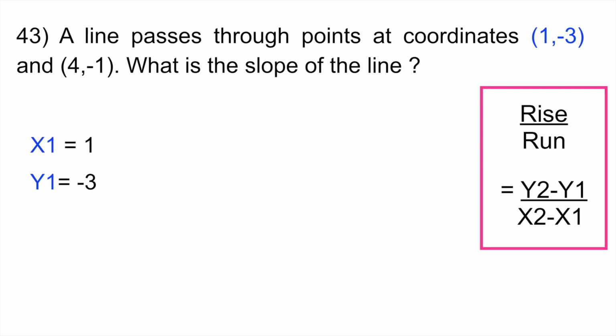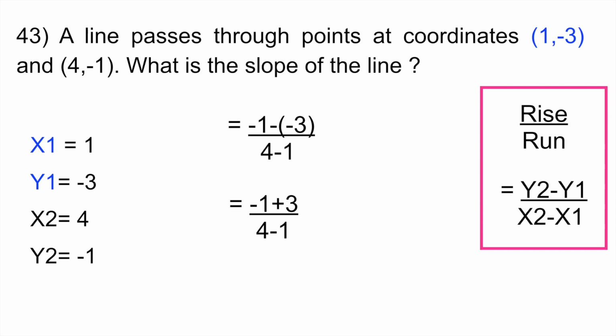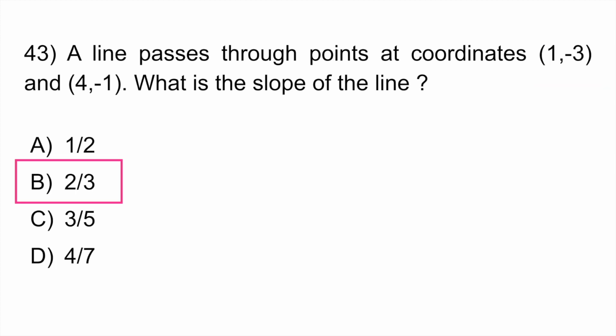So the first coordinate pair is 1 and -3. Your x1 value would be 1. Your y1 value would be -3. The second ordered pair: your x2 value would be 4 and your y2 value would be -1. All you have to do now is plug those numbers into your equation like that, and that's going to give you 2/3. Okay, so that is the slope of the line, which is option B.